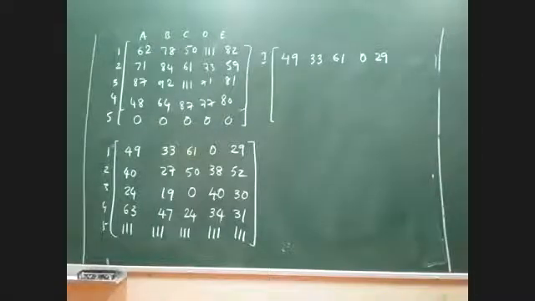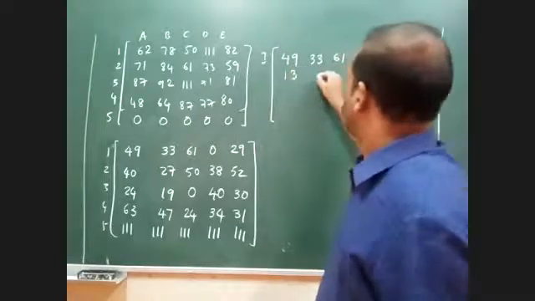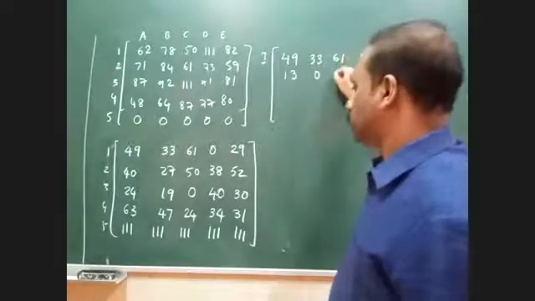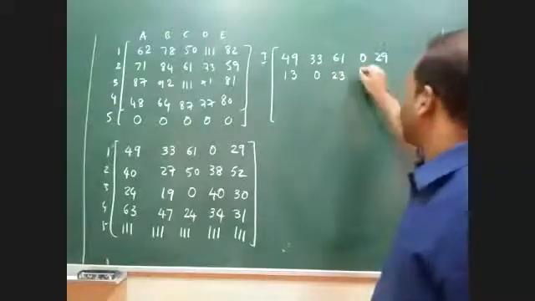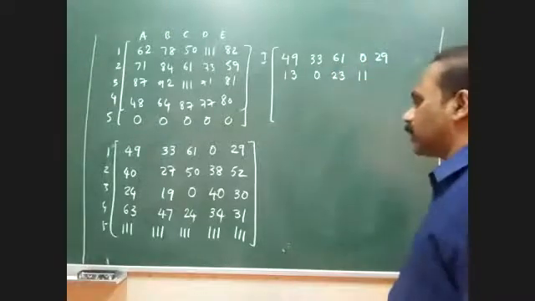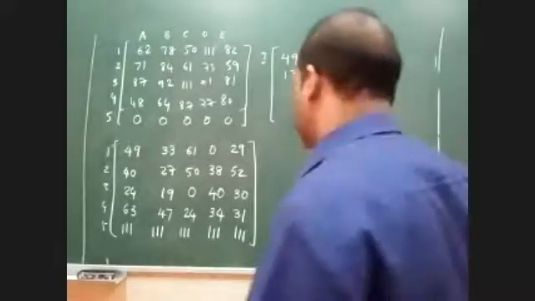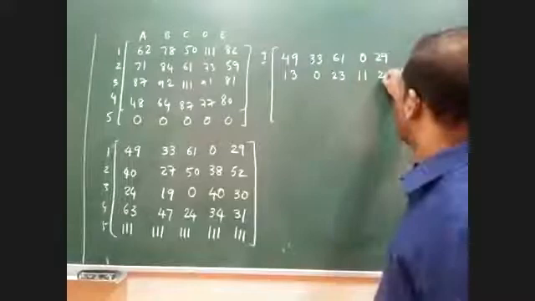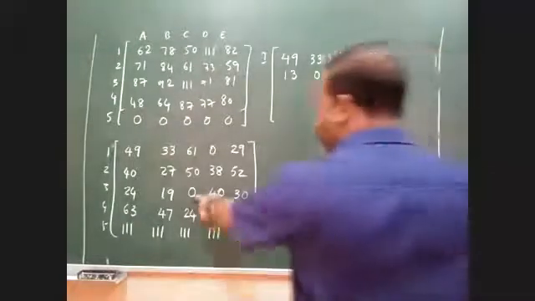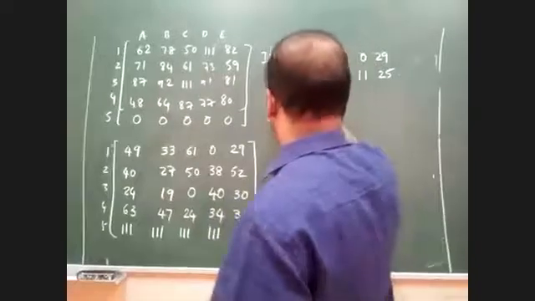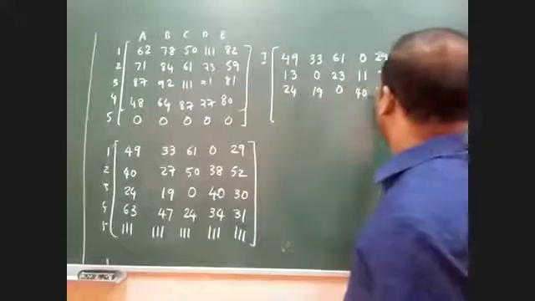27. Subtracting, how much do we get? So we'll get 13, 4, 23, 11. And this will become how much? 52 minus 27, how much do we get? 25. Okay. Coming to the third row, again we have got 0, so no changes: 24, 19, 0, 40 and 30.